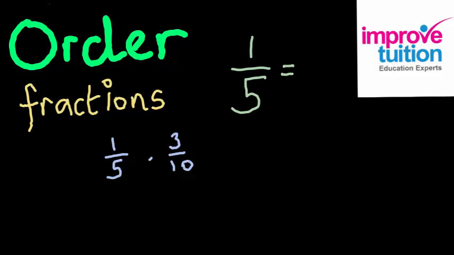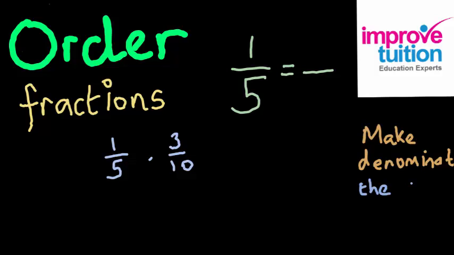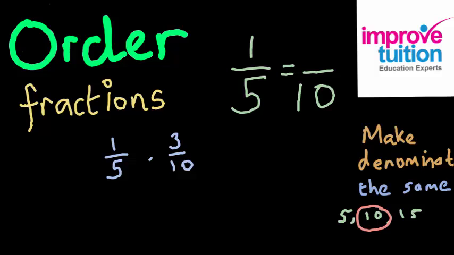Well, firstly, we think of 1/5 and what we need to make the denominators the same. So we need to make the denominator in 1/5 the same as 3/10. So we need to have a common denominator. In ordering fractions, in order for us to compare fractions, we need to make the denominators the same. So we go 5, 10 and 15, so we know that 10 is a common multiple. It has the same multiple as 3/10.